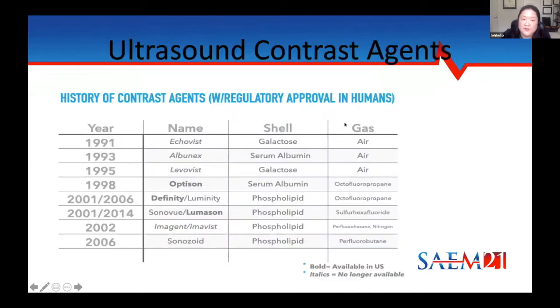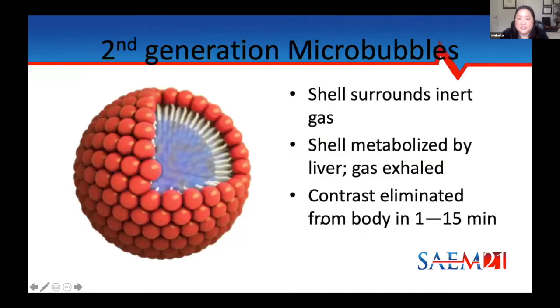To give you a brief contrast agent history, in 1991, contrast agents were made of galactose shells that were air-filled. The earlier agents only lasted about a minute in circulation. Our second generation agents, Optison, Definity, and Lumason, are hardier. These newer agents have serum albumin or phospholipid shells, contain inert gases, and are stable in circulation for a few minutes. They are metabolized by the liver, the gas is exhaled, and contrast is eliminated from the body in 1 to 15 minutes.